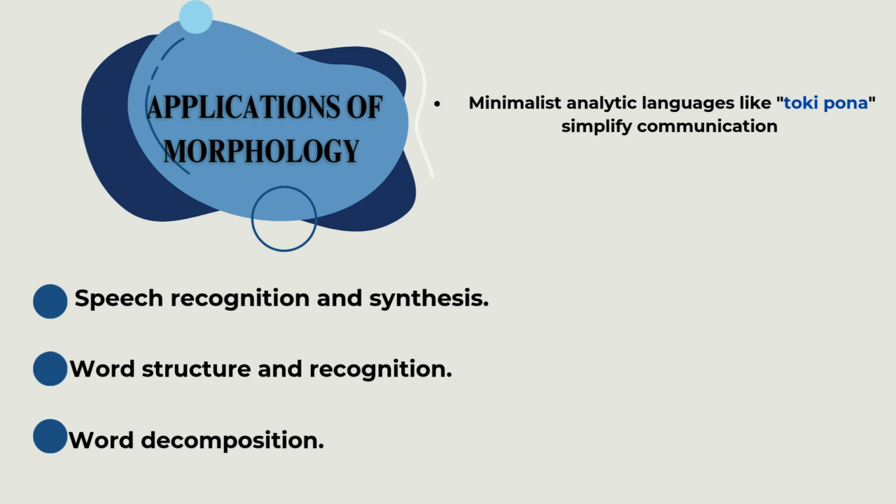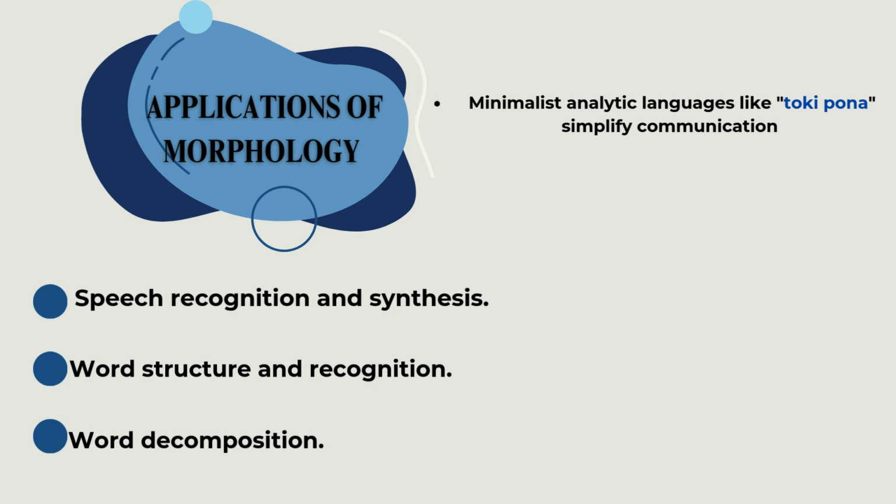Number 2. Search engine optimization. Morphology helps search engines process synonyms, root words, and even translations. For instance, if you search for running, the search engine might also provide results for run, runs, or runner because it understands the morphological relationships between these words. Number 3. Language translation tools. Applications like Google Translate use morphological analysis to identify root words and grammatical structures. This ensures translations are contextually accurate and not just word for word.